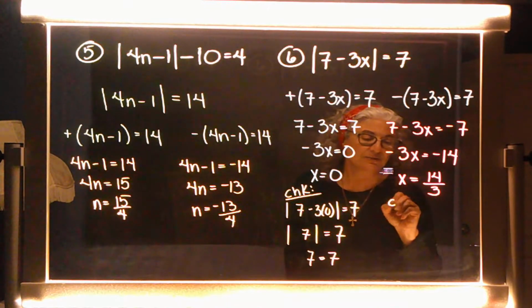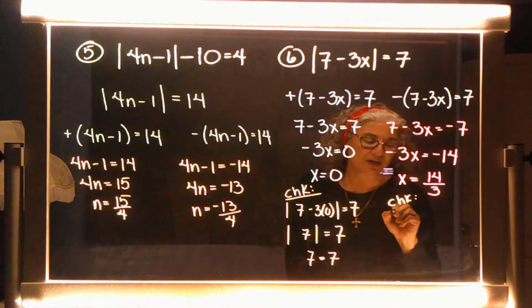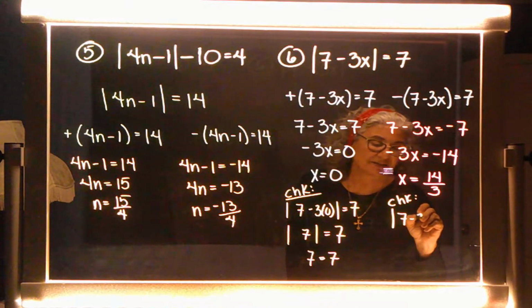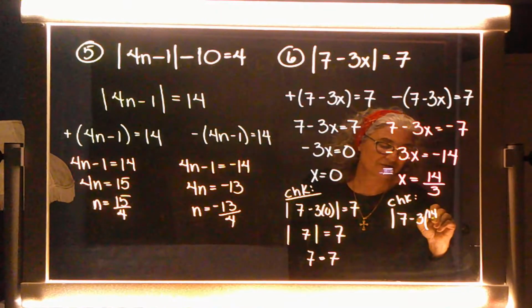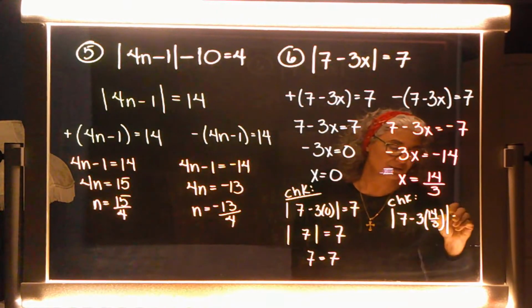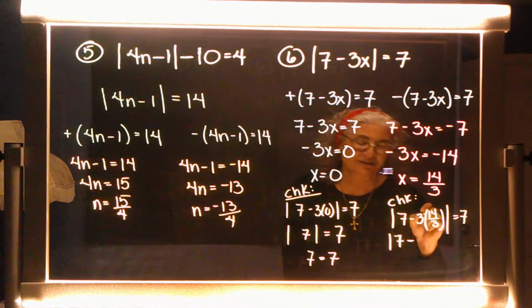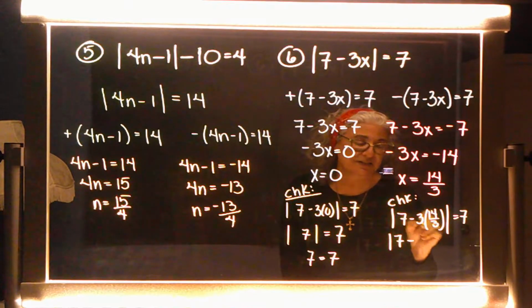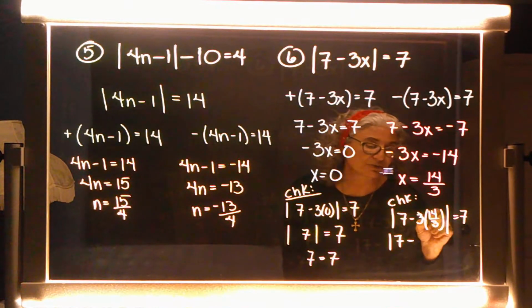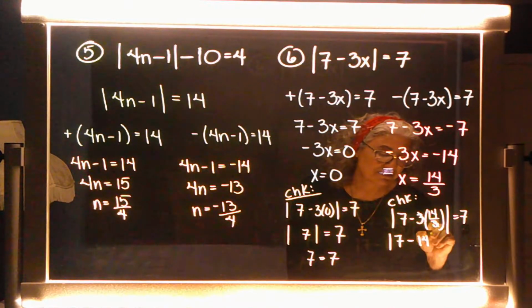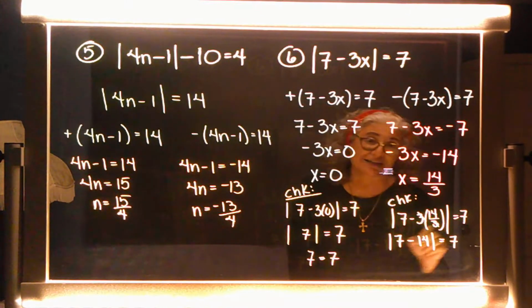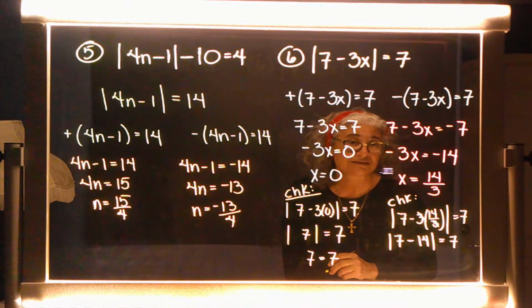Let's check the second one over here. So I'll have 7 minus 3 times 14 over 3 equaling 7. Okay, 3 times 14 over 3, what's going to happen here? Good, those 3's are going to cancel, which gives me 7 minus 14 inside the absolute values, right? Well, what's 7 minus 14?